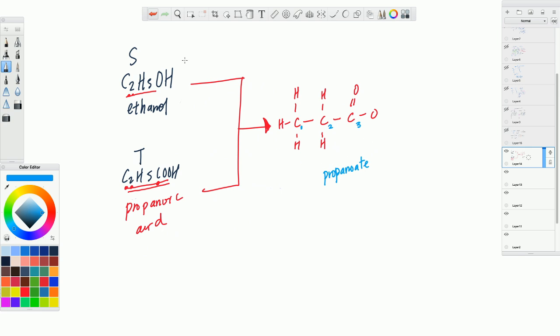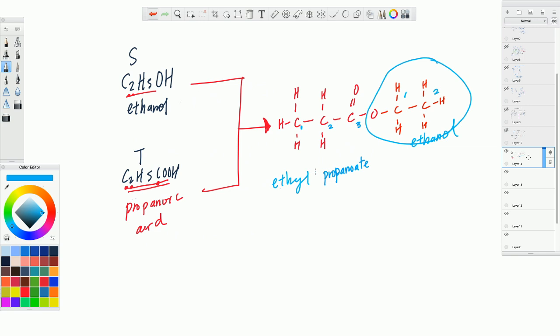Okay, so the front part, C2H5. This part has 2 carbons, 1, 2. So this part comes from the alcohol, ethanol. So it gives the name ethyl. So the answer is ethyl propanoate.